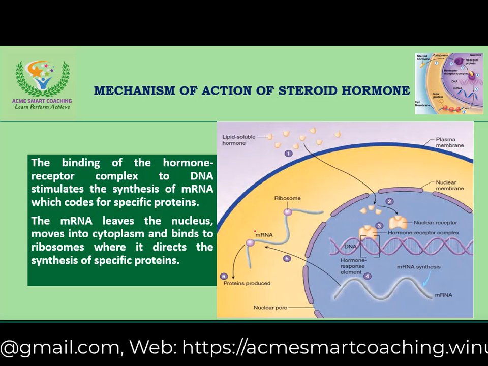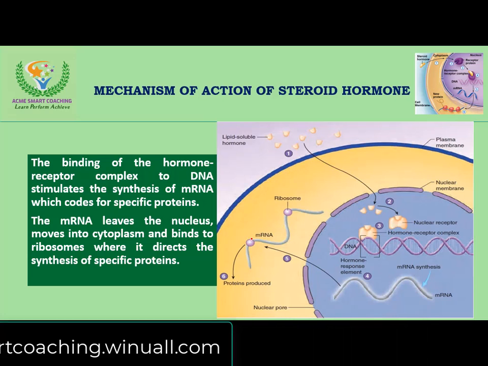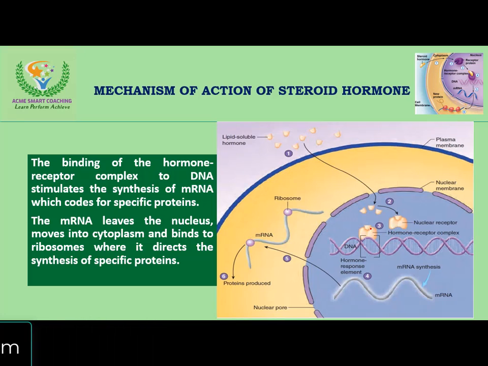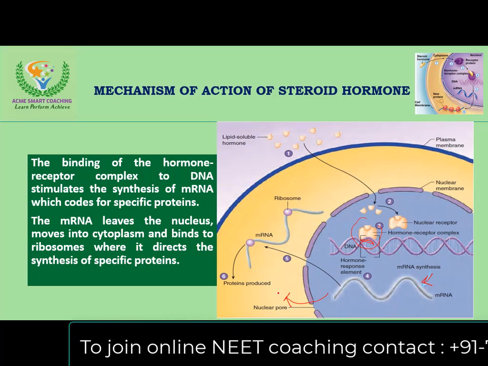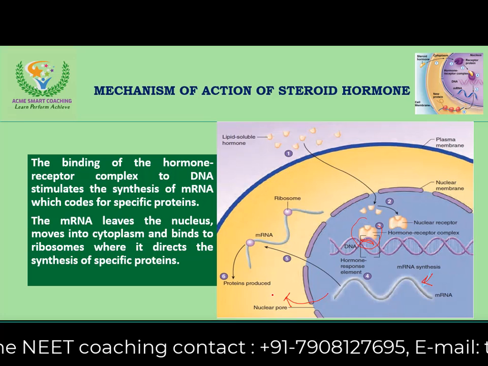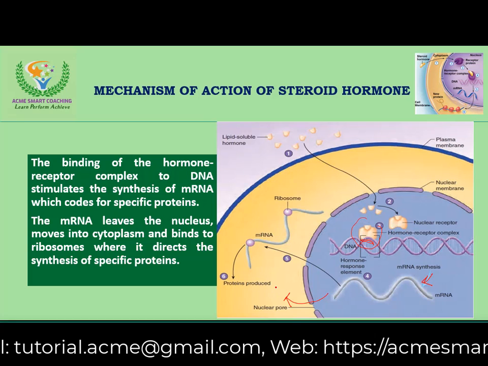Then the mRNA leaves the nucleus, moves out into the cytoplasm and binds to the ribosomes, where it directs the synthesis of a specific protein. This is the hormone receptor complex. It binds to particular segments of the DNA, and here it stimulates the synthesis of mRNA. When this mRNA is produced, it moves out of the nucleus and binds to the ribosomes, and then there is production of a specific protein.